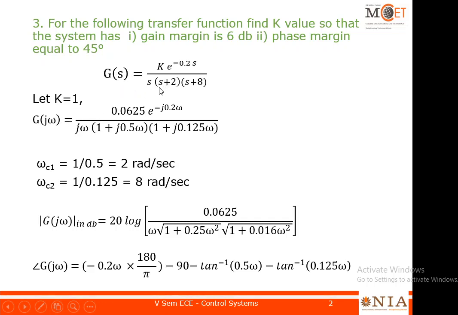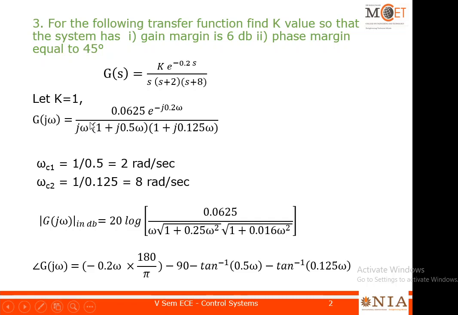And since this is not in the standard format, am I right? You have to take 2 out. When you take 2 out, it becomes 1 plus 0.5 into s, and when you take 8 out, it becomes 1 plus 0.125 into s, so that it comes to the standard format 1 plus s into T. So when you're taking 2 and 8 out, it is 8 into 2, 16, so 1 by 16 is 0.0625.